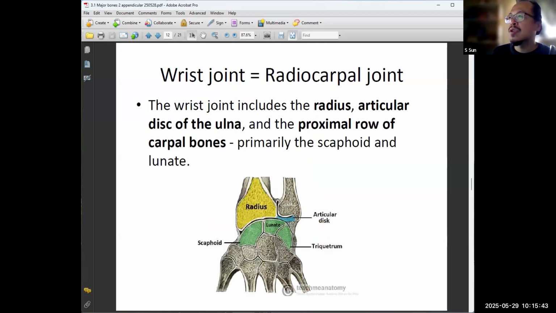This one shows you the wrist joint. The radius is mainly the primary one to control our wrist movement. It attaches to two carpal bones, the scaphoid and lunate. And here is the ulna. You can see the ulna becomes much smaller at the distal end, and here it has this articular disc. So it provides a smoother area for wrist movement.